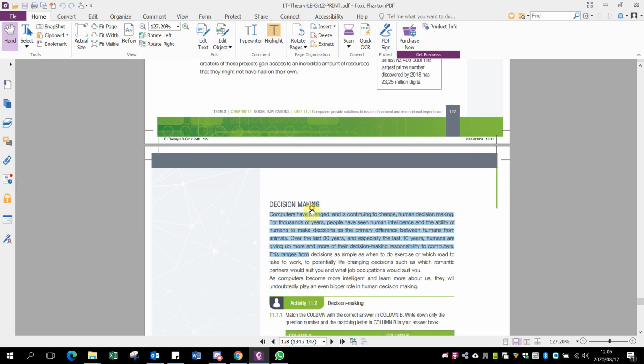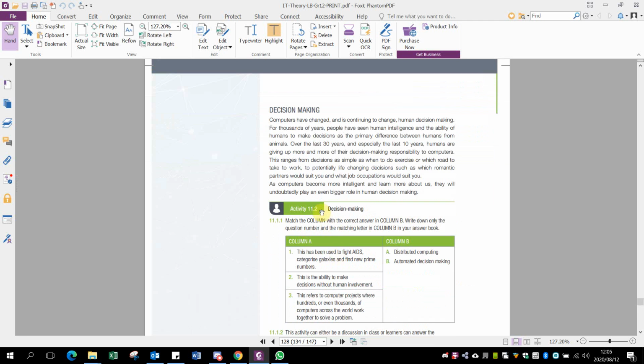Decision making. Computers have changed and are continuing to change human decision making. In this case, it ranges from decisions as simple as when to do exercises and which road to take, to potentially life-changing decisions such as which romantic partners would suit you and what job occupations would suit you. There are a lot of programs that they design to try and solve these issues for people.